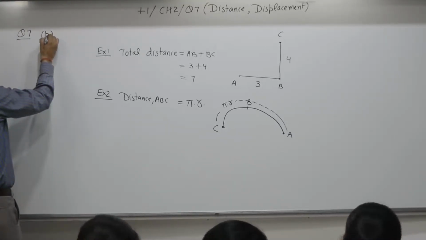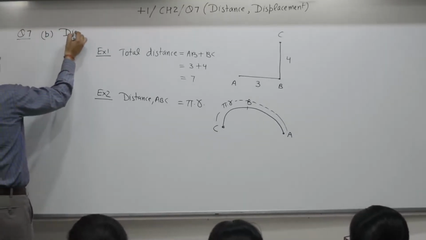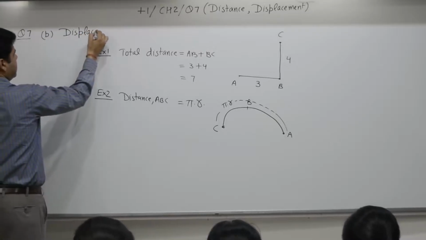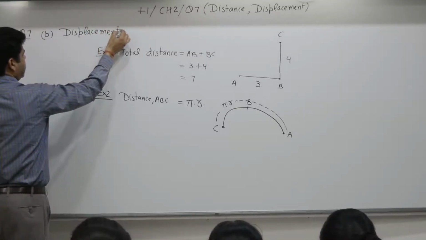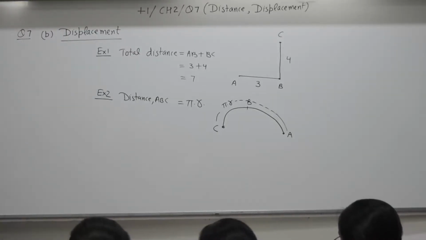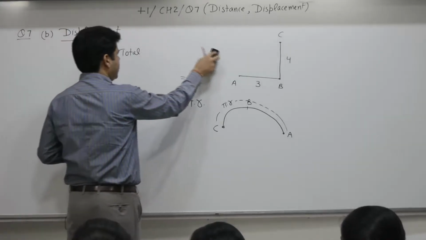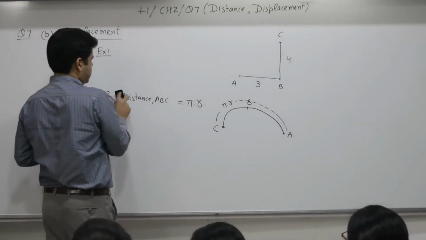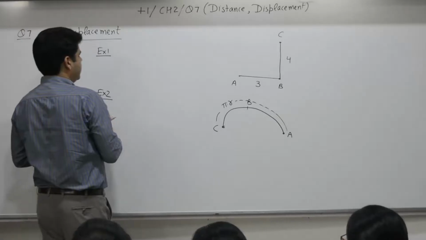B part is what? Displacement. Yes, what is displacement? The shortest distance between the final and initial position of the object in given time. We will take up the same example. Here we will find displacement, first case. Second example, we will find displacement.